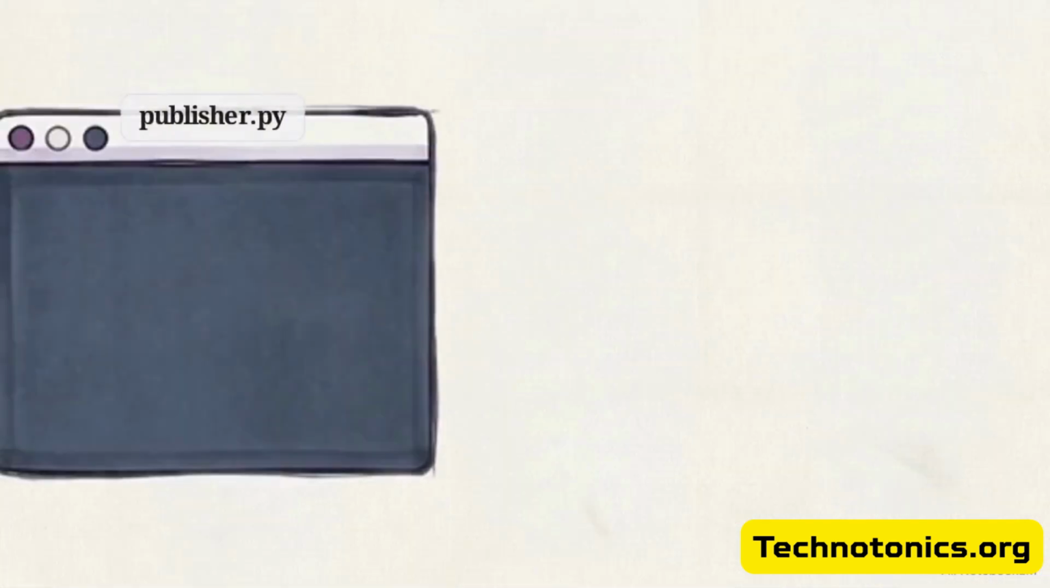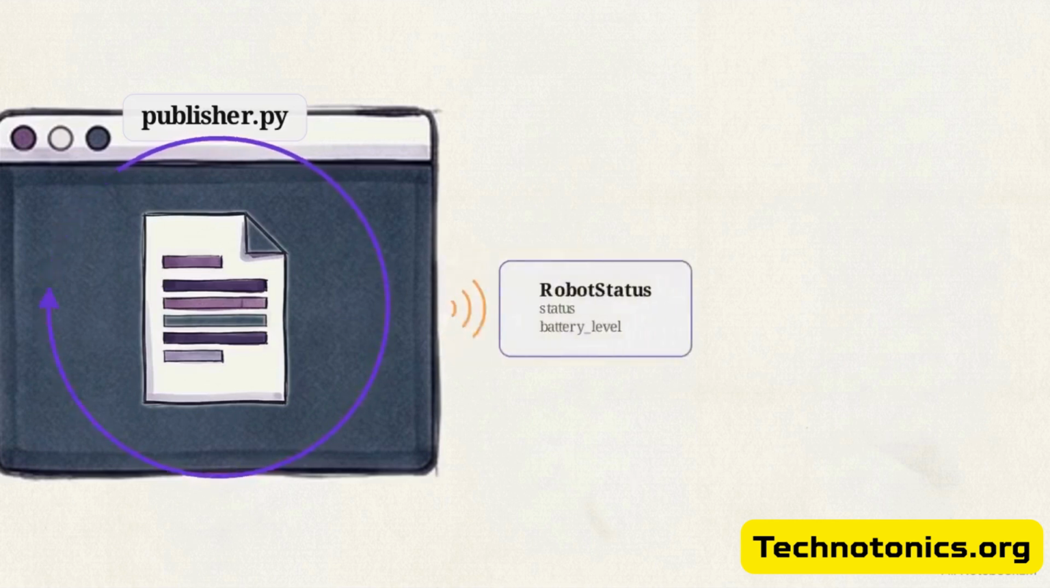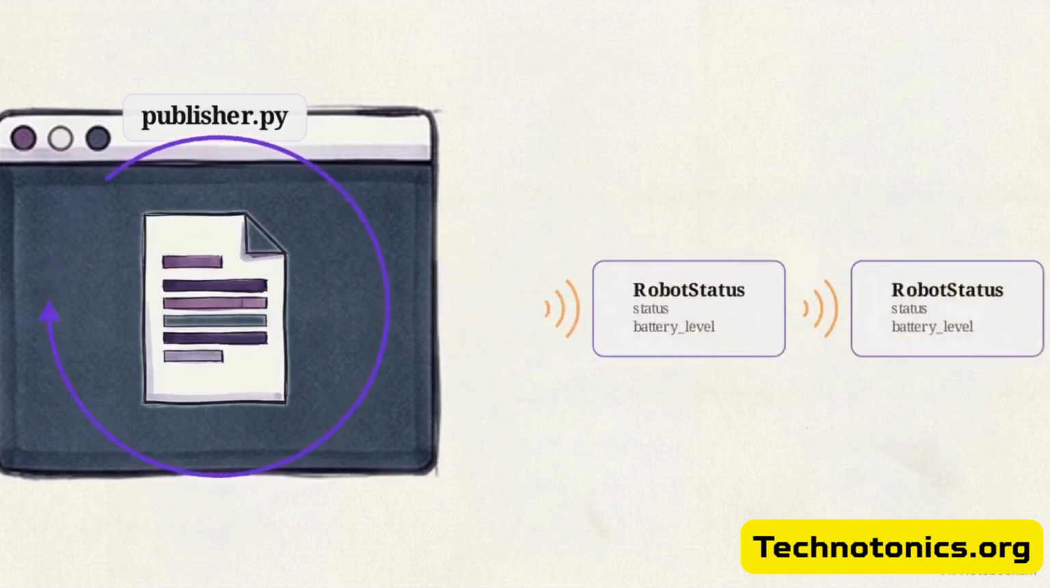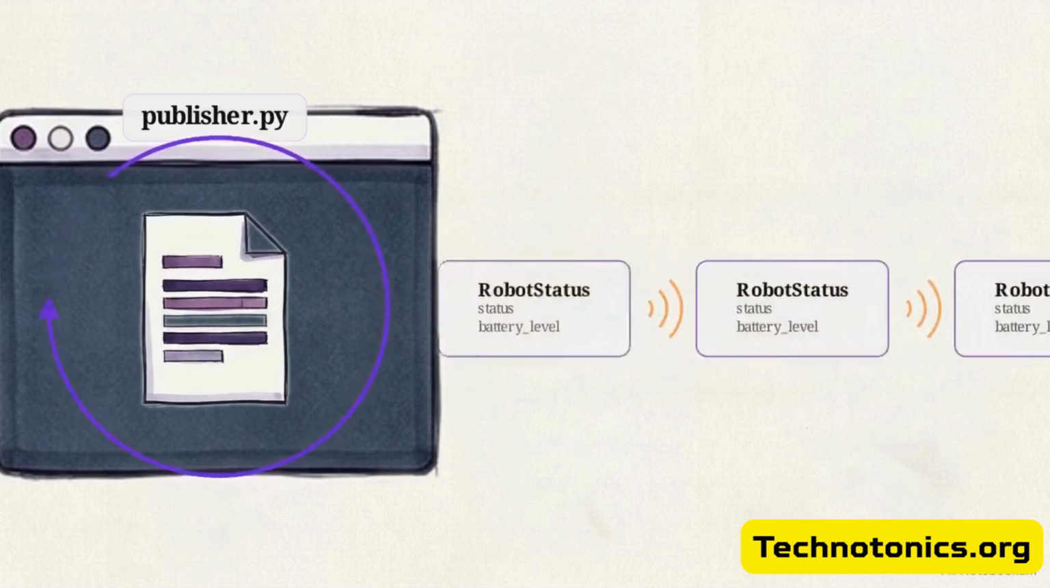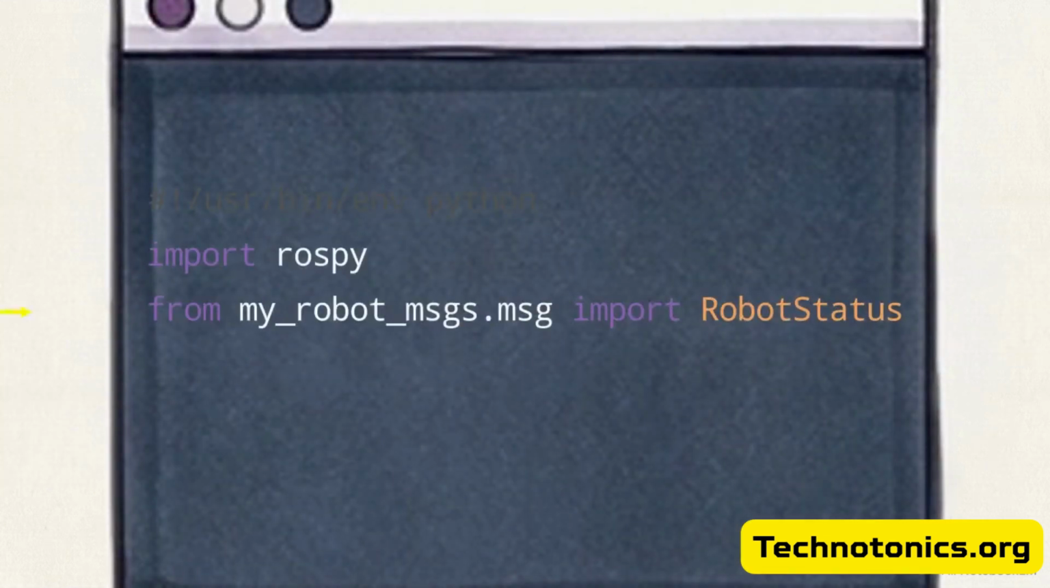With the environment prepared, we write the programmatic logic. First, we create a Python publisher script designed to loop continuously, broadcasting our custom robot status data at 10 Hz. Looking at the publisher script, we use this exact import syntax to connect our generated package to the Python logic, pulling RobotStatus directly from my_robot_messages.msg.